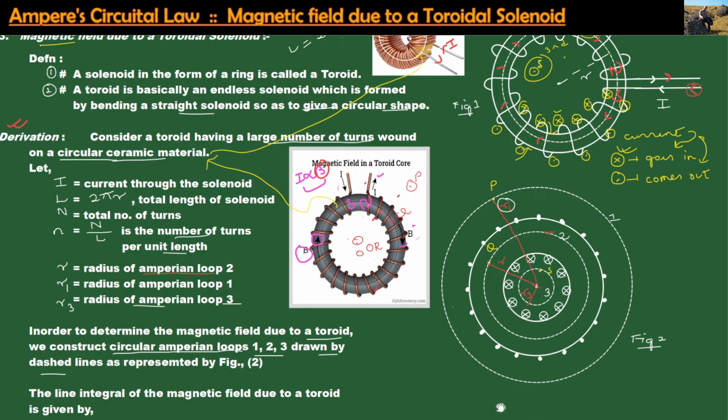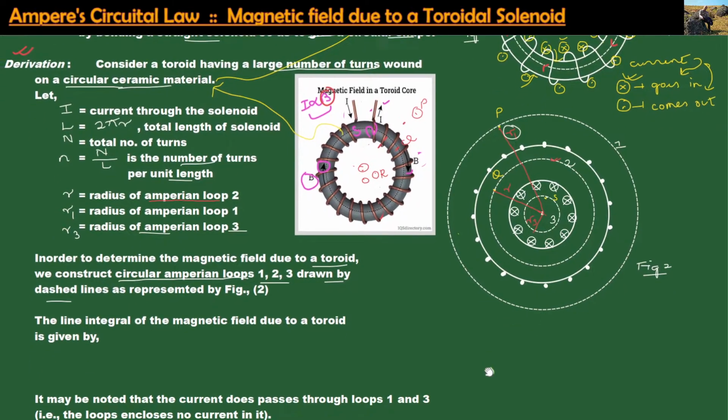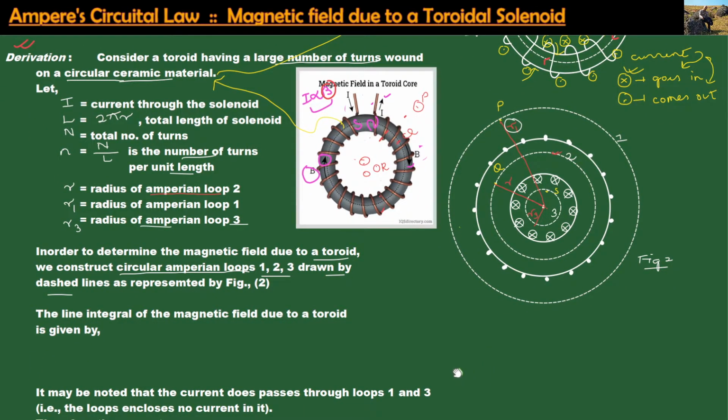Then from here, you have to represent the line integral. In order to find the magnetic field, there will be the contribution of the magnetic field from point P, from point Q, and from point S. That is why you have to consider the line integral of the magnetic field, B dot dl.